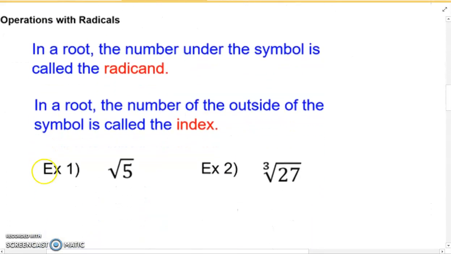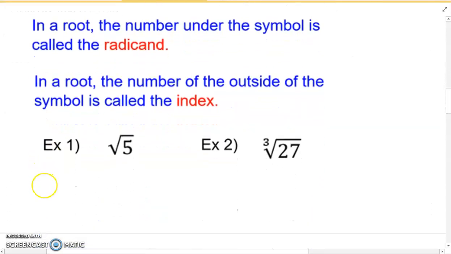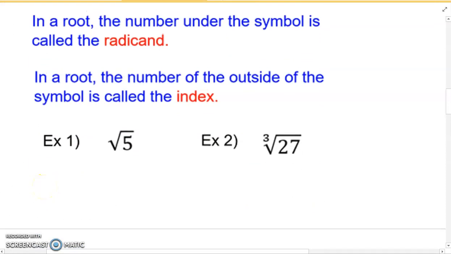All right, I've been saying inside and outside the radical, and what we have here is some vocab. The root, the number under the symbol, is called the radicand. So here in this example, the 5 and the 27, the numbers that are inside of that radical, we're going to actually call that the radicand. Okay. So still the number inside the square root, but that's the official mathematical definition.